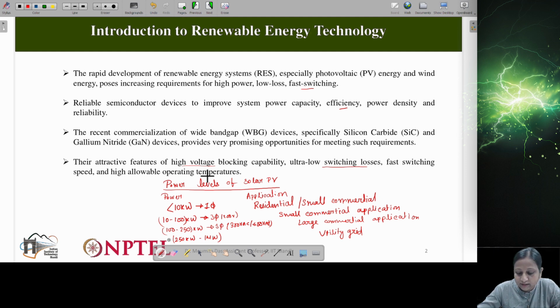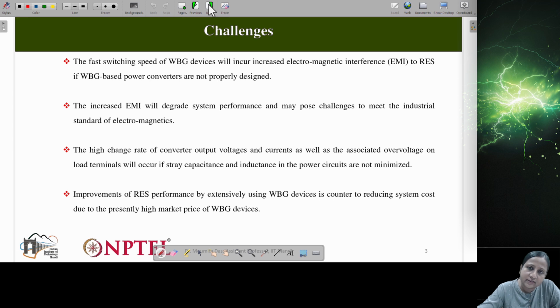So all this enables these devices to be used for high power renewable energy source applications. But this is not the only advantage we are considering for renewable energy sources. These are some of the advantages. Another thing I'll discuss: there are also challenges for using wide bandgap devices in renewable energy applications. So what are the challenges?